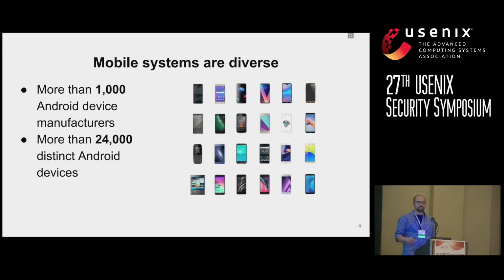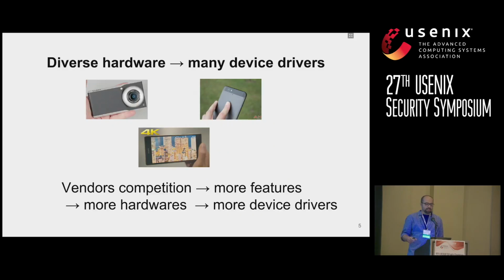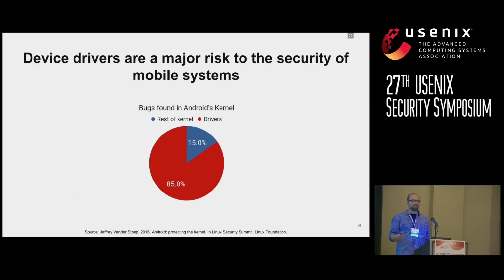These mobile systems are diverse. There are thousands of distinct Android devices in the market made by different manufacturers. And this market is very competitive. Different vendors try to attract their customers by adding new features. One might add a new high-end camera, while another one uses a new fingerprint module. These new features mean new hardware, and new hardware needs more new device drivers to be managed. So there are a lot of device drivers out there.